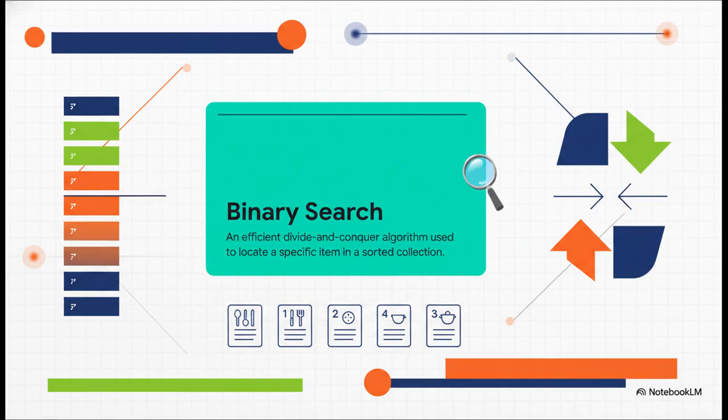And sorted collection? Well, a dictionary is sorted alphabetically. If those words were just thrown onto the pages completely at random, your halving trick wouldn't work at all. You'd be forced to read every single page. So binary search is really just the formal programming term for opening a sorted collection right to the middle and cutting the problem in half.